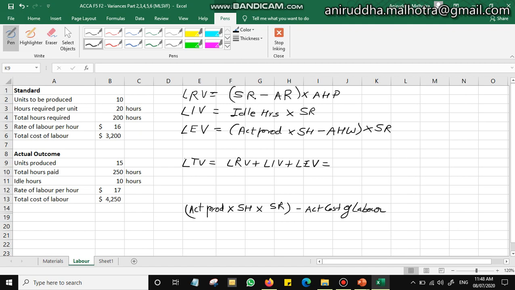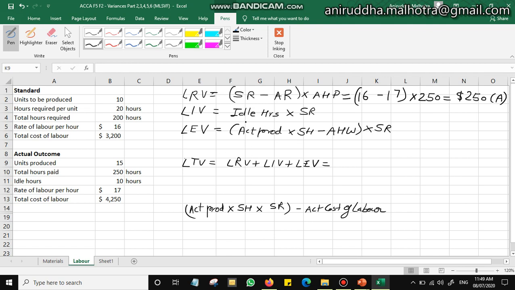So let's move on to calculating the variances. Your first variance, the labor rate variance, is your standard rate minus your actual rate, into actual hours paid. So your standard rate was 16, but what you actually paid was 17. That means you've paid $1 extra into how many hours paid? 250, and hence this means it is $250 adverse. So simple calculation there.